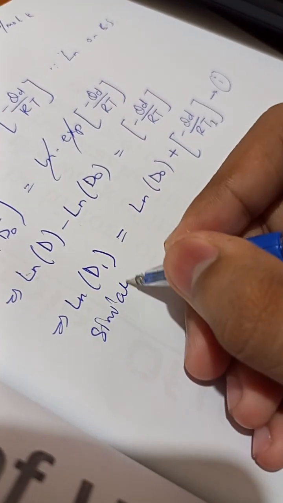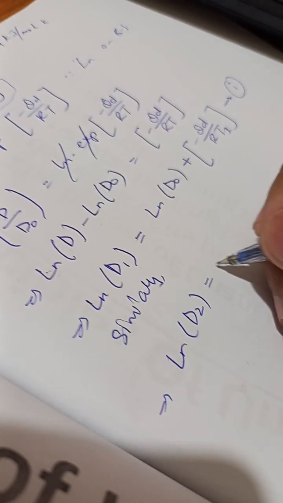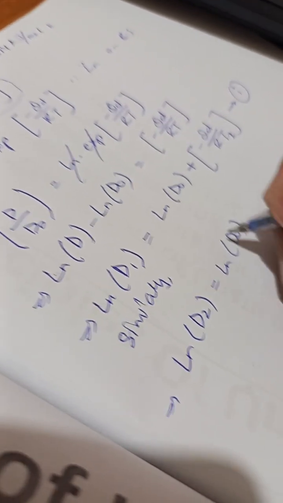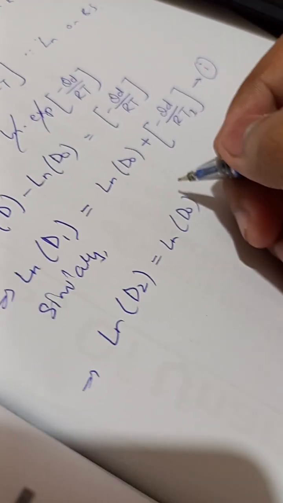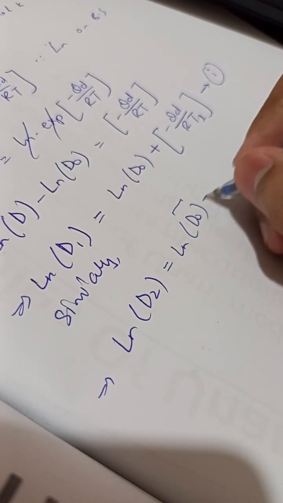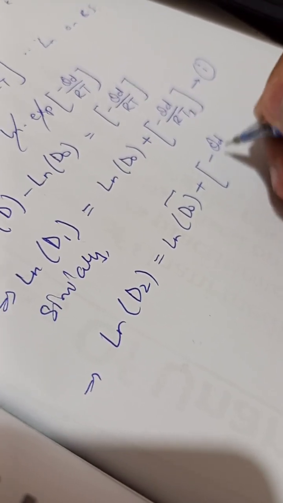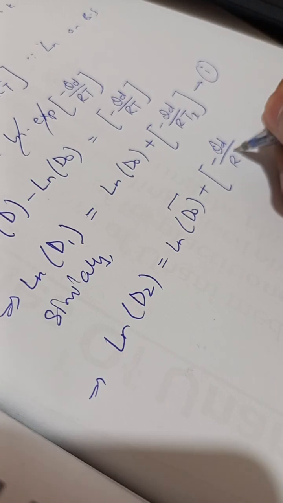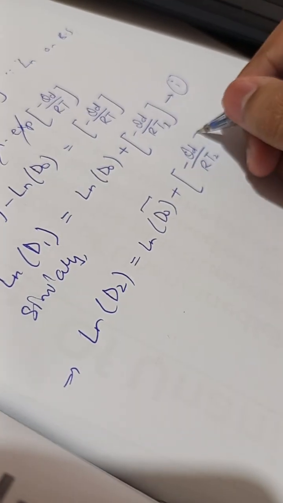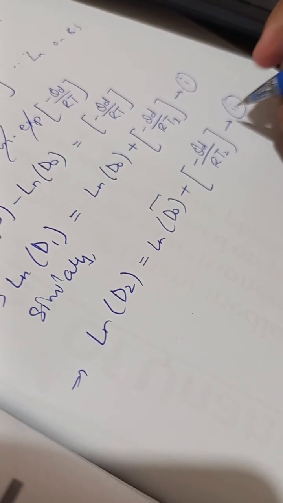Similarly, ln D2 is equal to ln D0. The D0 remains the same because we have to find it. This is always given in the problem, but in this specific problem we are required to find it, and the remaining terms remain the same. So these are the two equations.